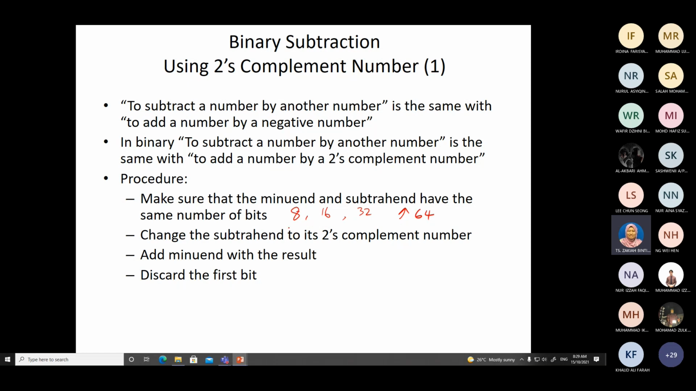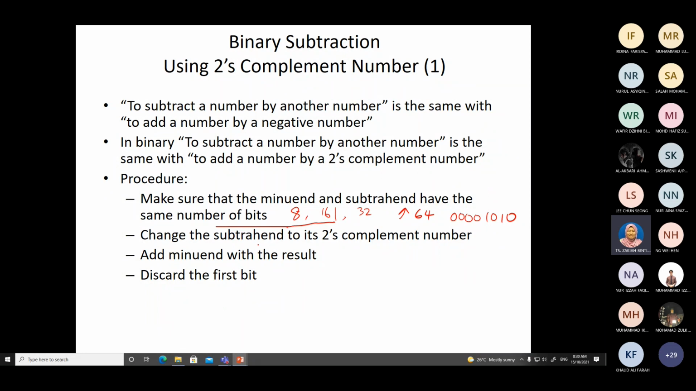But for our study, it only extends up to 8 to 16 bits, right? So make sure the size of the bits must be the same, either 8 or 16. And then change the subtrahend to its 2's complement number. First, make sure that when you have a number, you get 0, 0, 0, 1, 0, 1, 0 like that, so you make it a complete 8 bits.